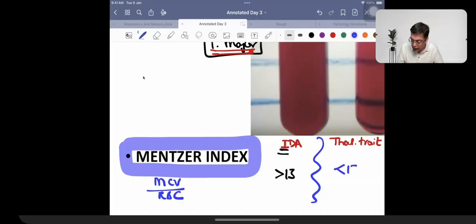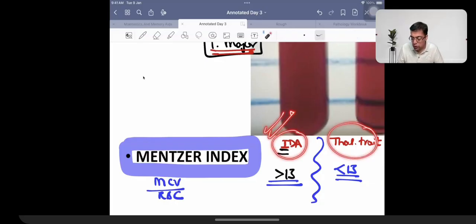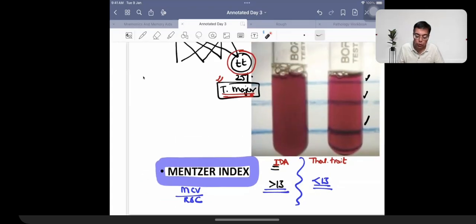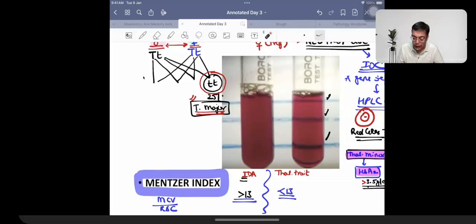Thalassemia, less emia, less blood. Value is less than 13. Yeah, so that is what you need to remember. Of course, practically speaking, IDA will be responding to iron therapy. Thalassemia is not going to be responding to iron therapy. Right. So this is what we just need to have an idea so far as the concept of beta thalassemia is concerned.